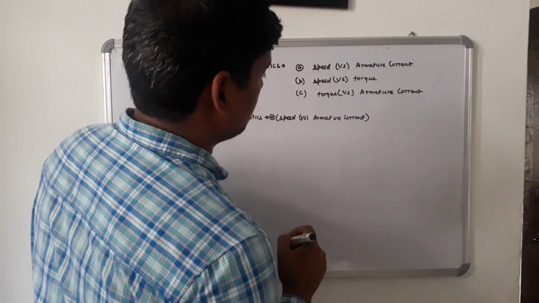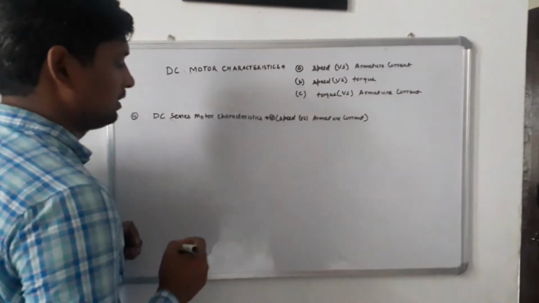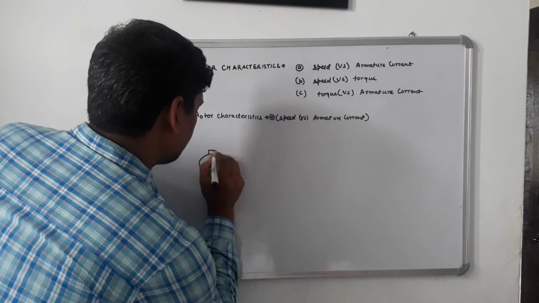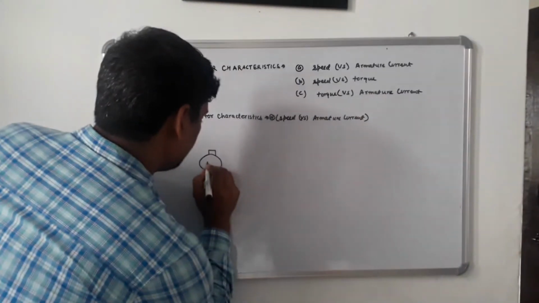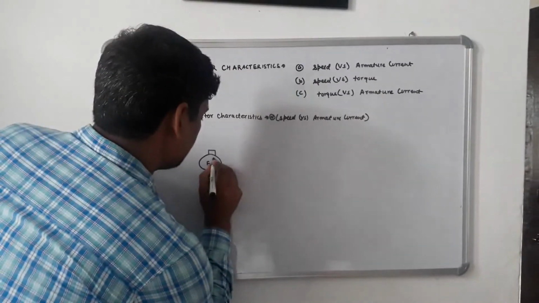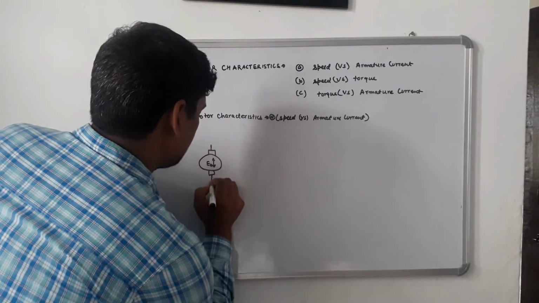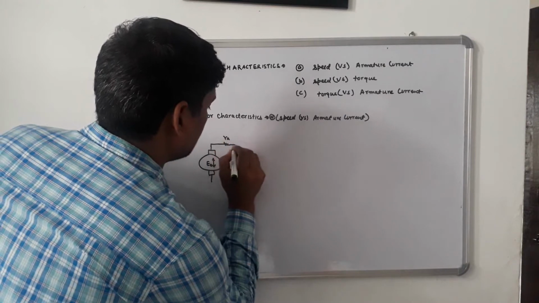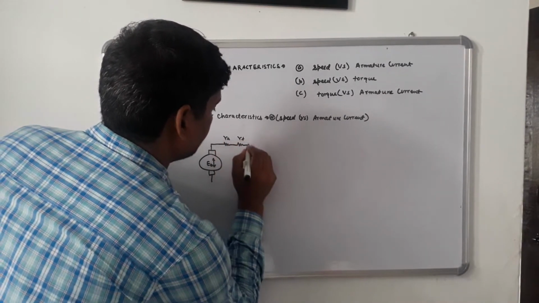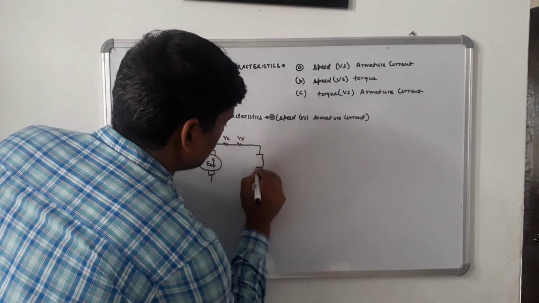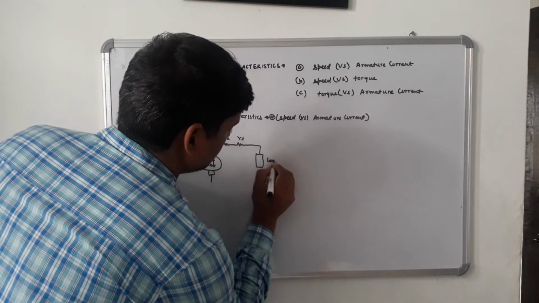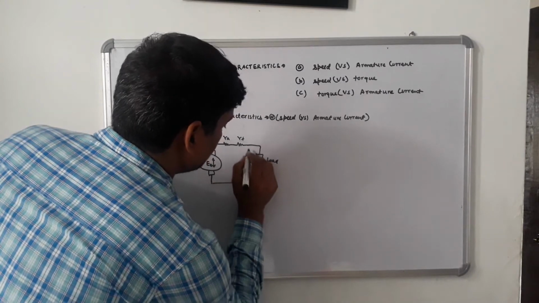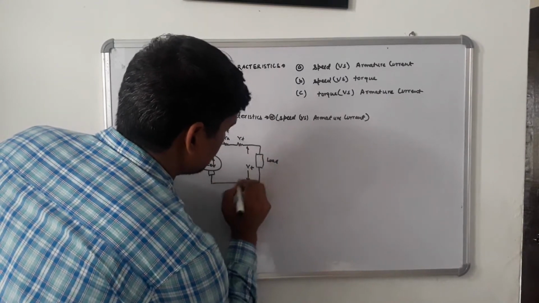Before that, we can draw the equivalent circuit of the DC series motor. This is the armature winding. EMF EA is induced here. Armature resistance RA and field resistance RF. Load is connected here. VT is the terminal voltage across the load.